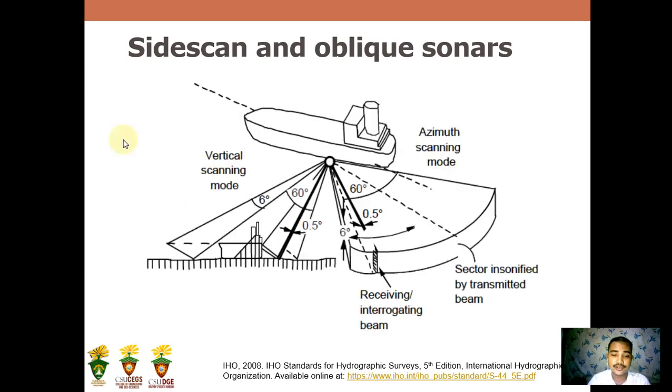So here is an illustration of how the oblique sonars are utilized. From the word itself, oblique. If your ship or vessel is moving forward, our transducer's coverage is oblique, tilted from the vertical. So what it covers is this part. Unlike multi-beam or single beam, which cover what is directly below the transducer, this one is oblique, so what it sees obliquely is how it gets the information.